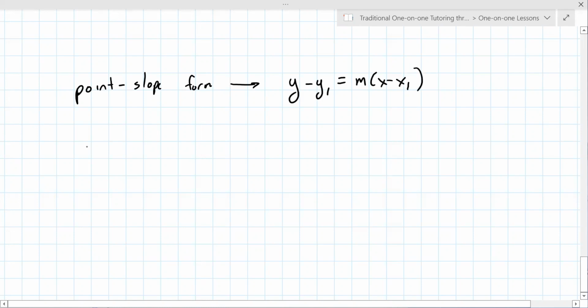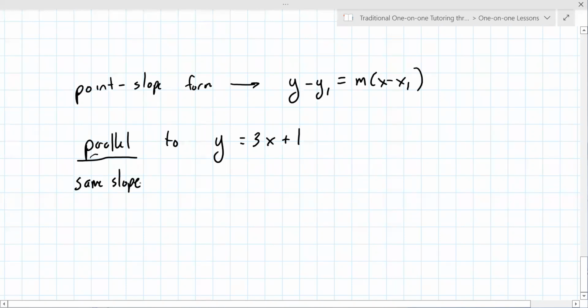And it says parallel to y equals 3x plus 1. So this word parallel is really important. Parallel means same slope. Okay. Same slope. Gotcha. So what is the slope of this equation here?